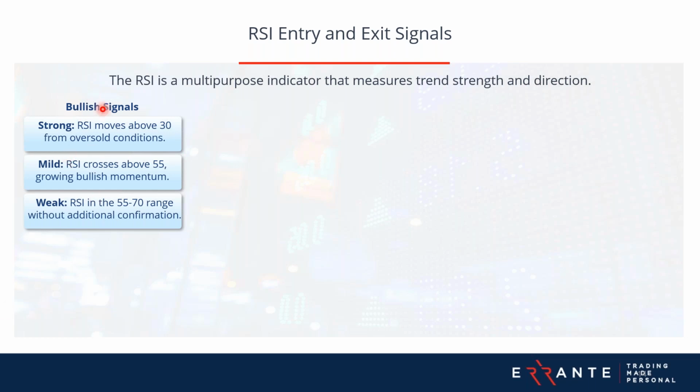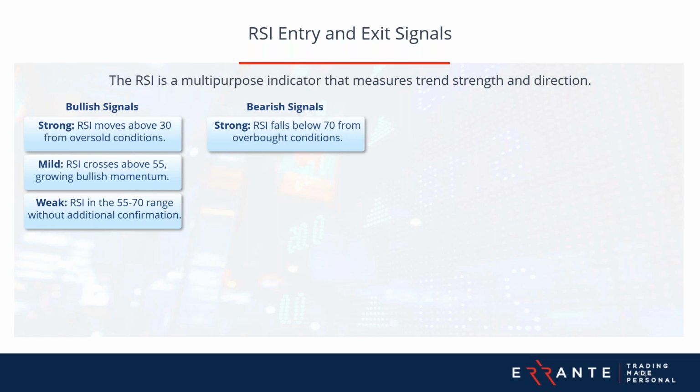I think most of you might be familiar with these types of signal. A weak bullish signal: an RSI reading in the 55 to 70 range without additional confirmation may be seen as a weak bullish signal. Here, the market is showing some positive signs, but without other supportive indicators, the signal alone might not be a reliable prompt to buy.